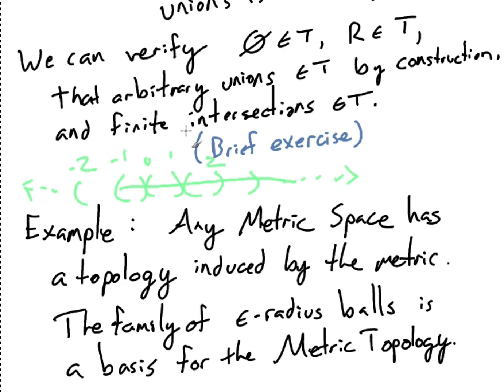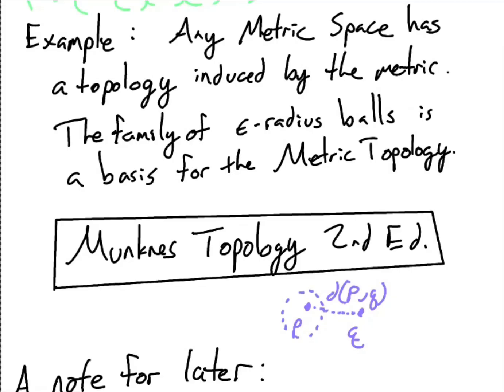We can leave finite intersections and verifying that those belong to the topology as an exercise for anybody listening. For another example, any metric space can have a topology induced by that metric.